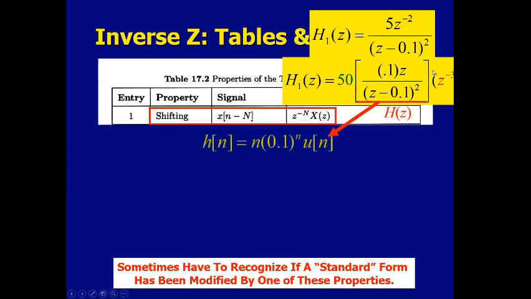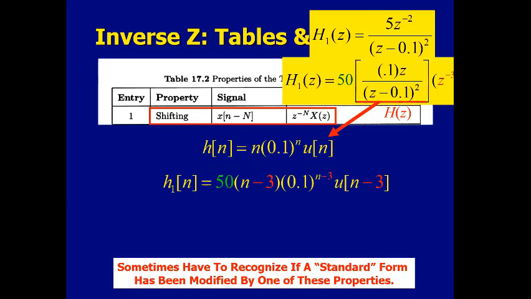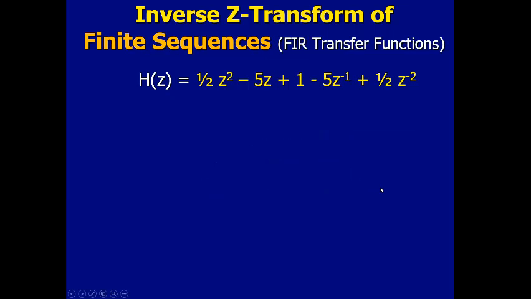So the first part transforms to the same thing it did before, n times 0.1 to the n u of n, and the z to the minus 3 implies a time shift, which means everywhere there's an n, I have to put n minus 3 in, both for the n out in front, the exponent on the 0.1 to the n, and the starting point u of n minus 3. So that's a combination of tables, the properties table and the transform table, for getting us the answer.